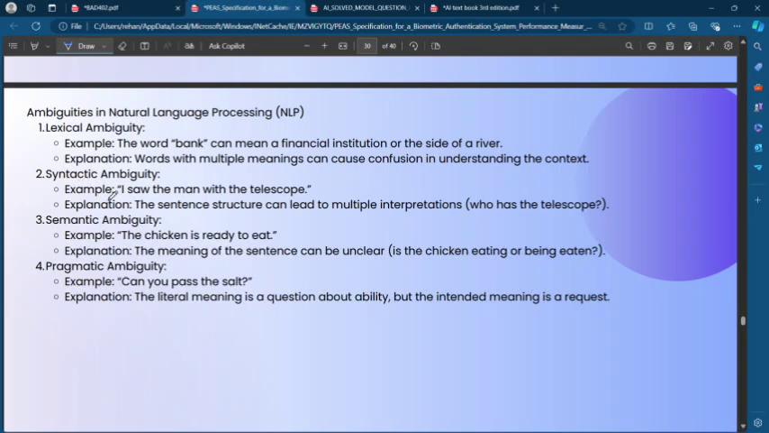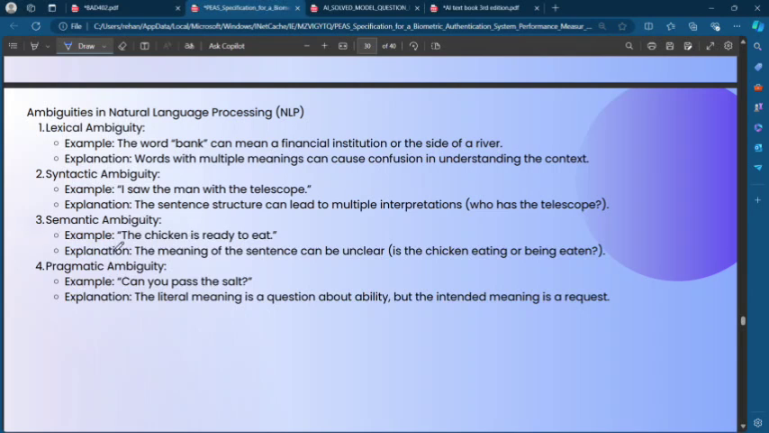Then syntactical ambiguity. Example: I saw the man with the telescope. Explanation: the sentence structure can lead to multiple interpretations. Who has the telescope? Here we are not defining this man properly. So who is having the telescope? For all men, it can be anyone from the men. There exists X from, for all X, like that.